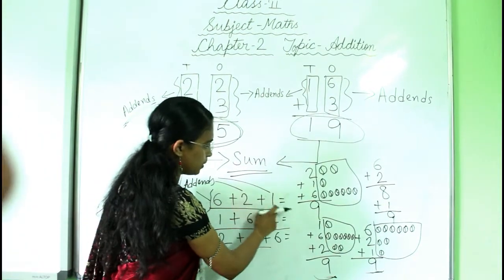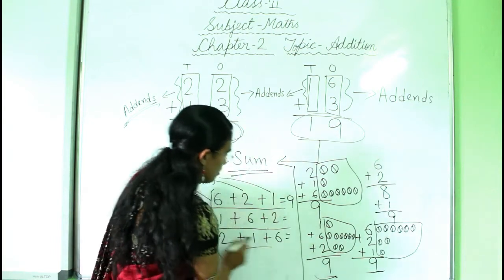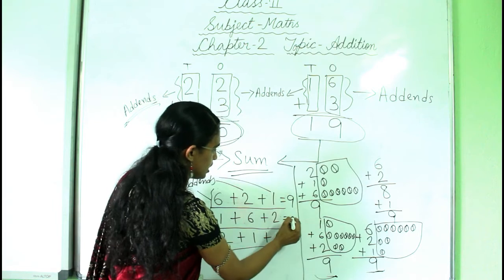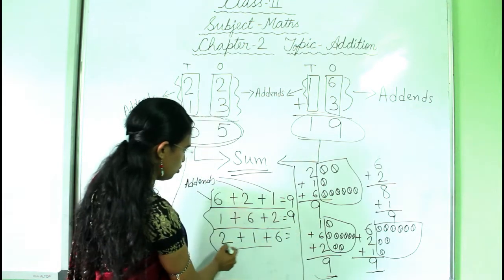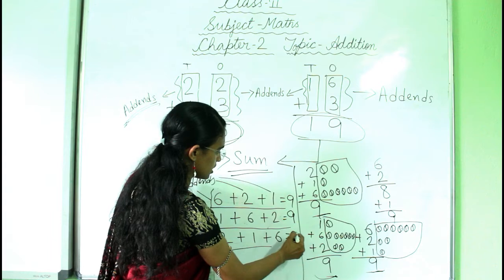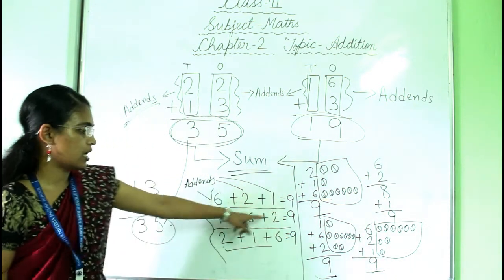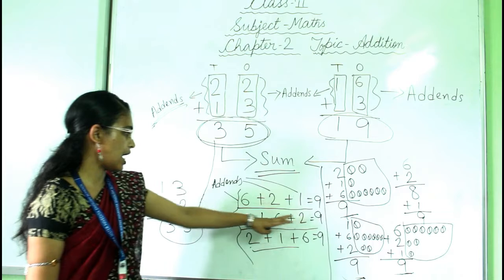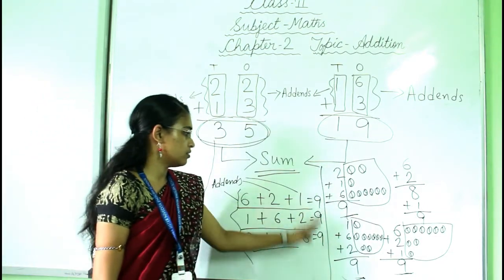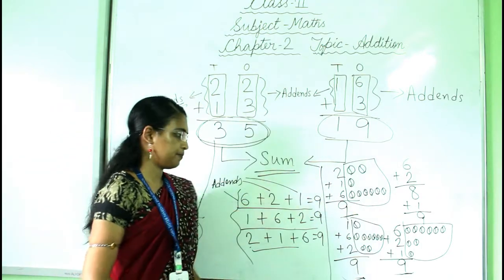So 6 plus 2 plus 1, we got the answer 9. Then 1 plus 6 plus 2, we have the answer 9. 2 plus 1 plus 6, that means this one, here also we got the answer 9. So all the sums of these addends are same. When I have changed the places of the addends, the sums of these addends still remain the same.